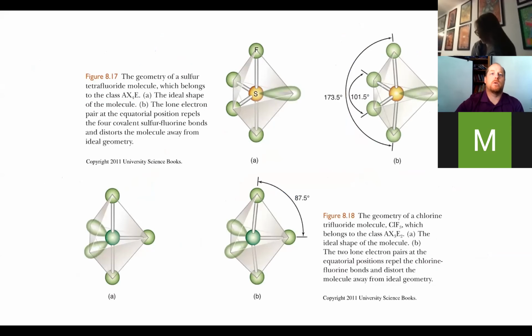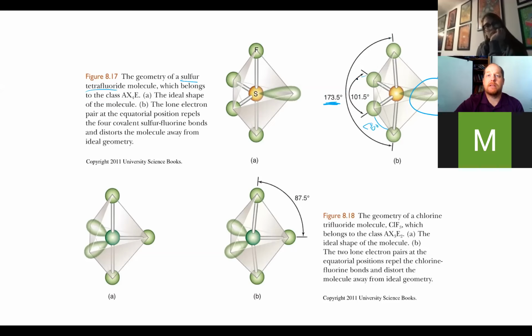And so you can see some more about the repulsions and how the repulsions affect the actual angles here. If you look at, say, the angle between axial and axial atoms in this particular molecule, sulfur tetrafluoride, you can see that because this lone pair of electrons pushes more, the actual bond angle is less than 180 degrees between axial and axial. And it's also going to be less than 90 degrees between the axial and equatorial.